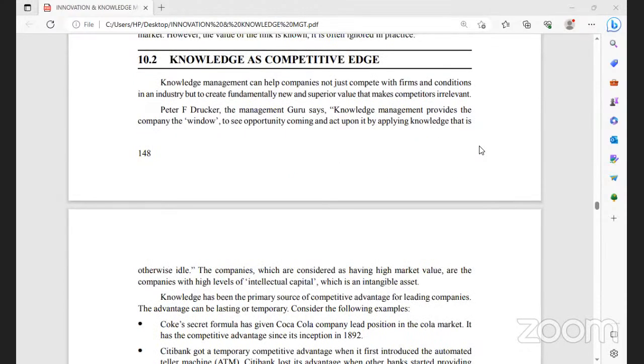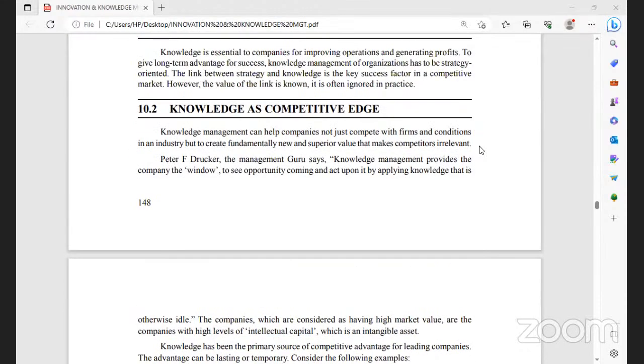Knowledge as a competitive edge. Knowledge management can help companies not just compete with firms and conditions in an industry, but to create fundamentally new and superior value that makes competitors irrelevant. Means in this competitive business environment, locally, globally, those who are taking that strategic way of implementation can sustain in this very competitive business environment.